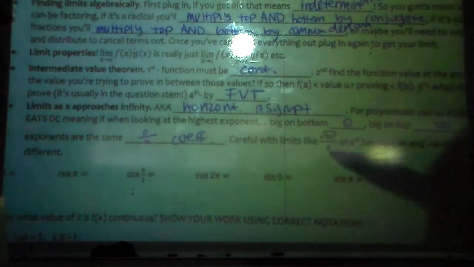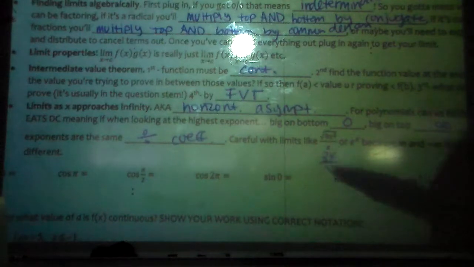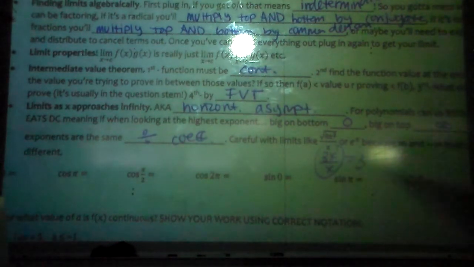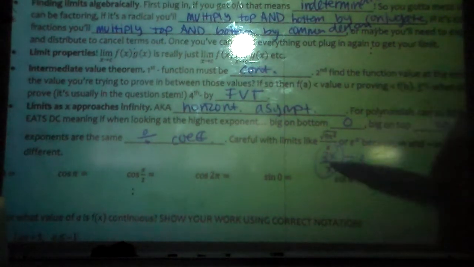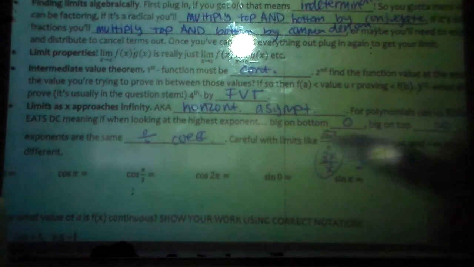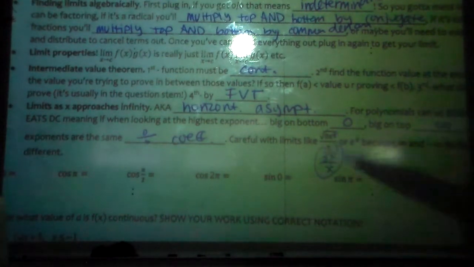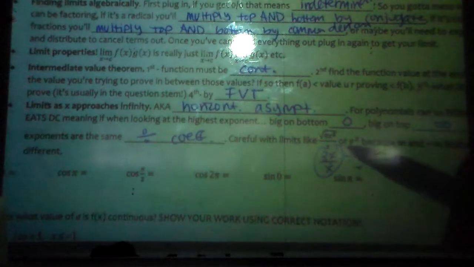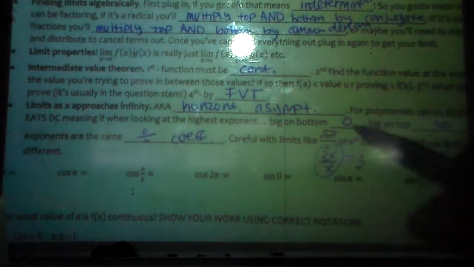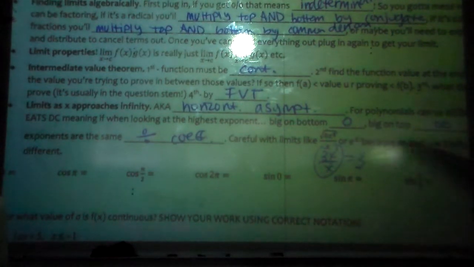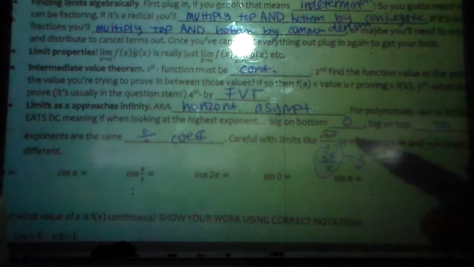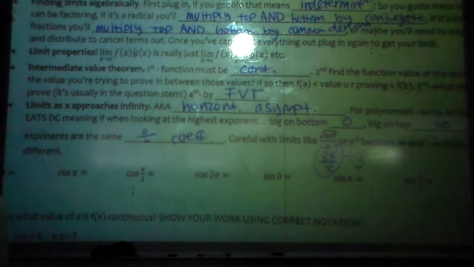Careful with something like this, because this would become actually 3x over x, which is the same exponent, which is 3. And if I do it at infinity, that would be 3. If I do it at negative infinity, then this would be positive but over negative, so you would have to flip the sign. And if we're talking about exponents, e to the infinity is infinity, but e to the negative infinity is actually 0. So be careful with infinity versus negative infinity for those functions.